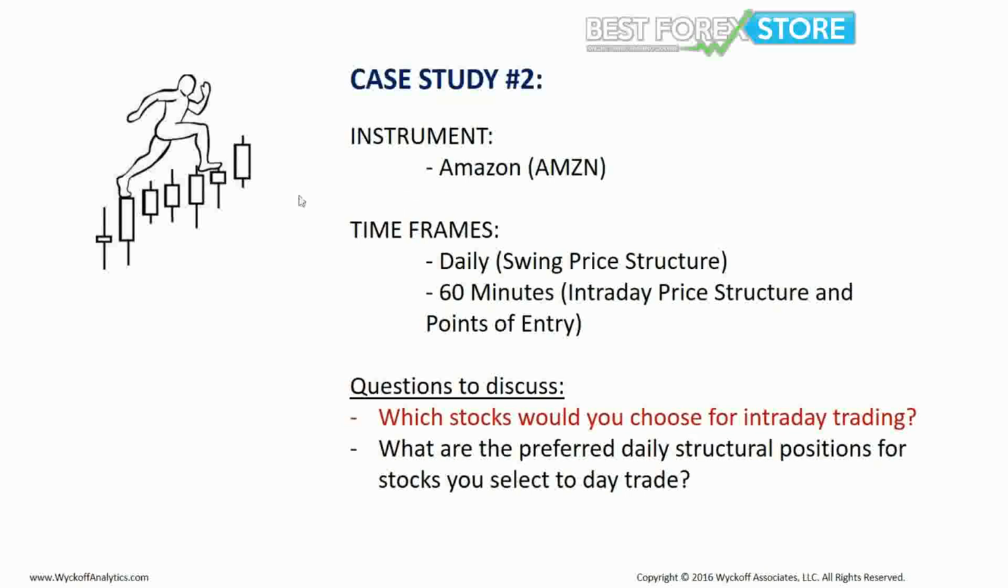Okay, great. So let's look at this example. We're going to look at Amazon, and the time frames that we're going to discuss are the daily and the 60 minutes. We're going to look at the daily from the point of view of the swing price structure. We want to determine what the current trend is, where we are in the structure, and are we in some kind of stepping stone in the larger trend, and so on and so forth.